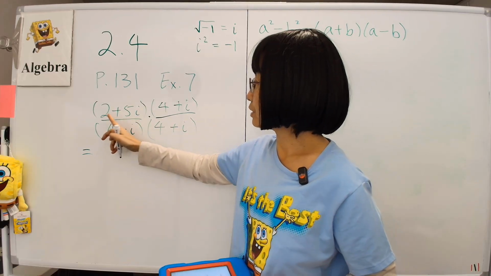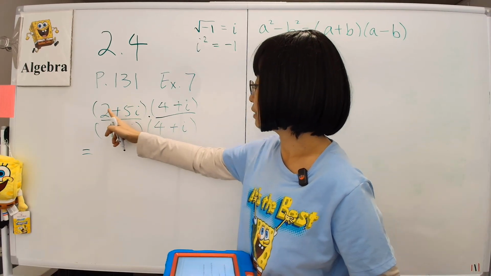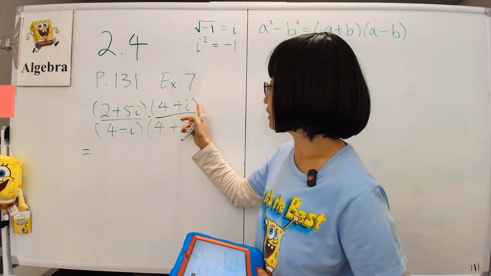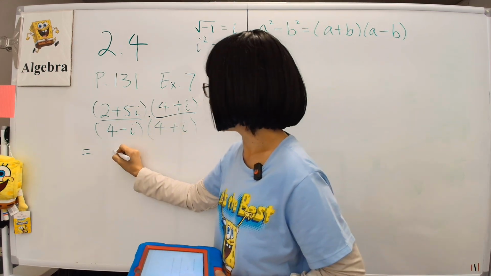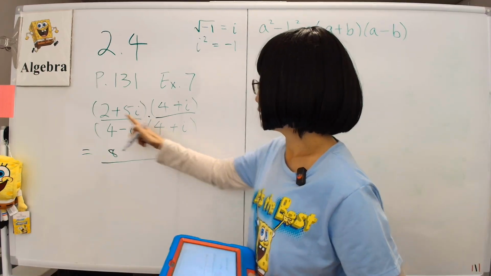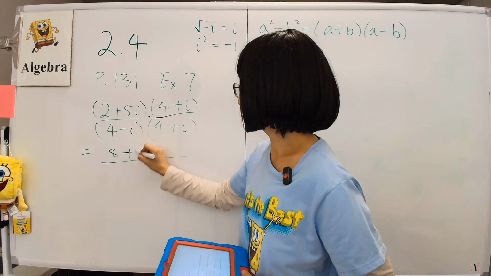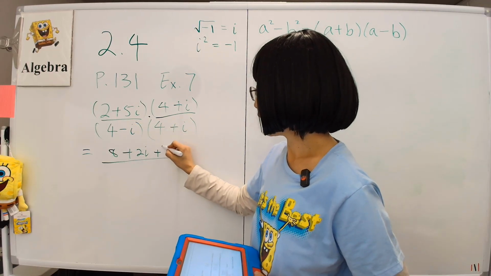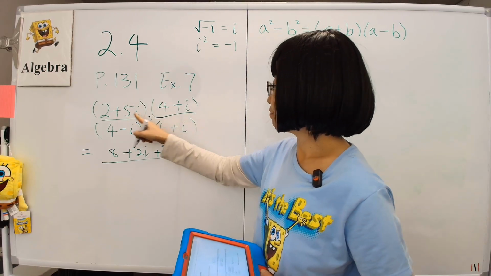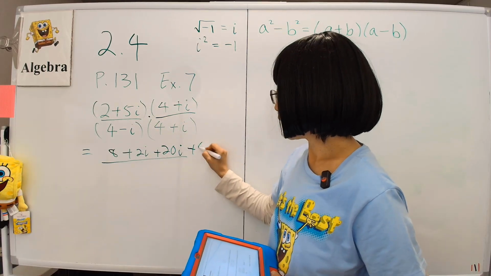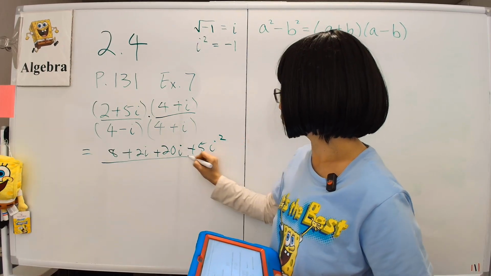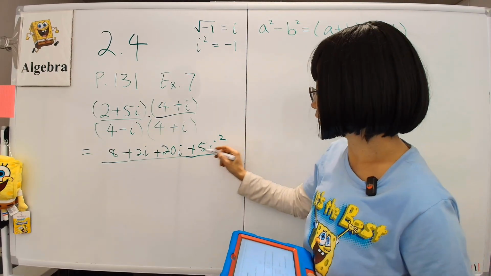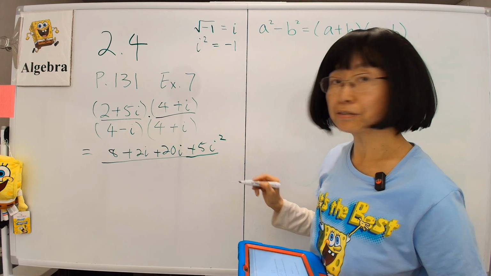Now, as always, we do the multiplication by taking the first one and shaking hands with each item in the next bunch. So 2 times 4 is 8. And then 2 times i is 2i. And then 5i times 4 is 20i. And then 5i times i is 5i squared. Don't forget the squared. And of course, i squared is negative 1. So this is the same as negative 5. But we'll deal with that in a little bit.